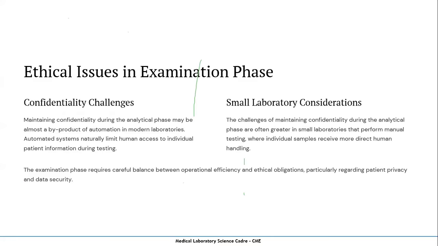Now in the examination phase, confidentiality. We will forever emphasize confidentiality. Maintaining confidentiality during this phase is important, even though it's almost a byproduct of automation. But it is something that we should also take note of, which is why we have to make sure that the people who have access to the analyzers that we use, and to the LIS that we use, are people who are authorized to have privilege to that information.